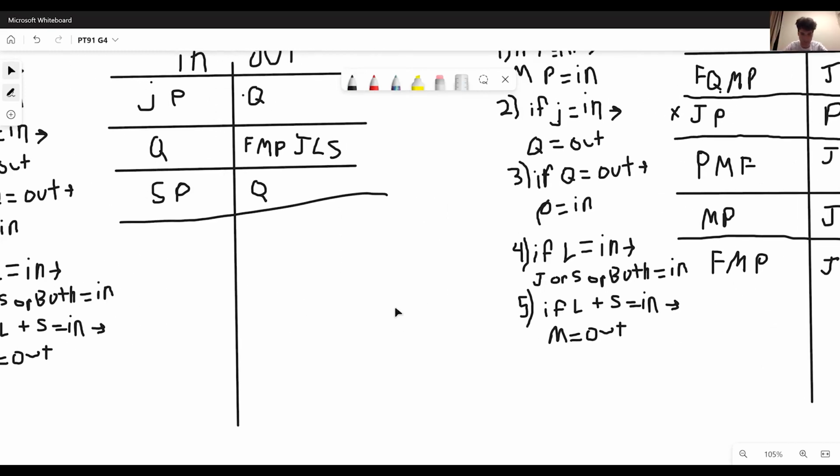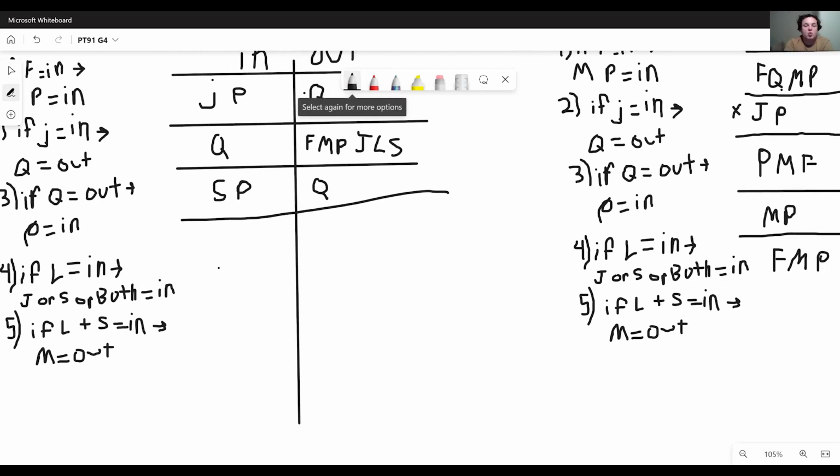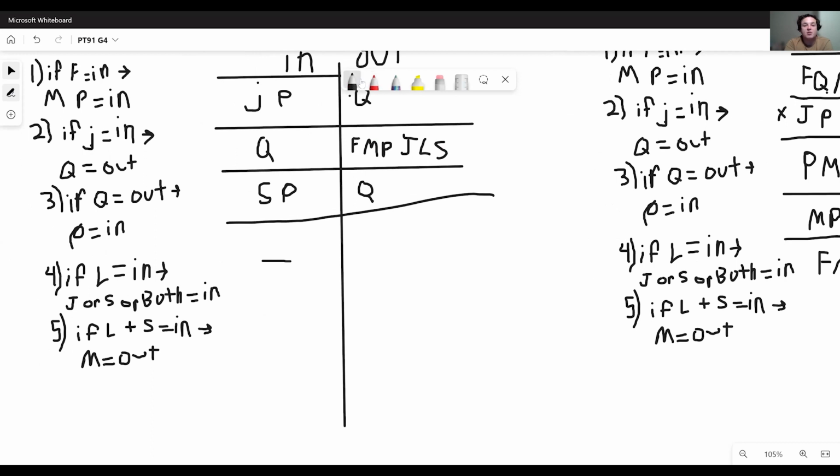Okay. So if we're looking for one where there's only one person inside, we can immediately eliminate F, because if F is in, according to rule 1, then M and P also have to be in, right? So it can't be that one where it's the only representative over there. So F's out. Let's move on to L next, where it's kind of the next one, right?